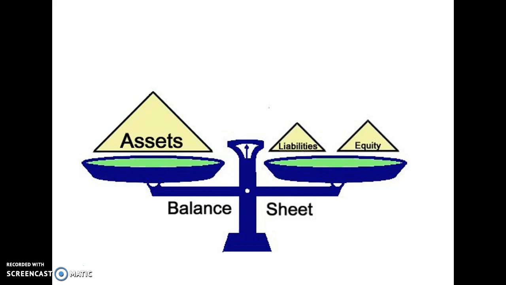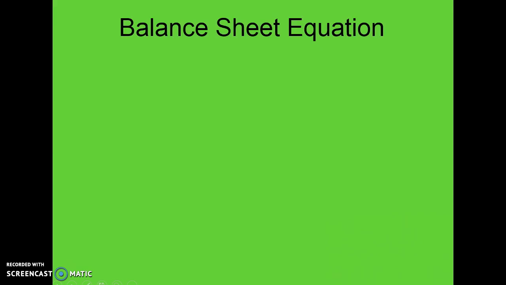The balance sheet displays the company's total assets and how these assets are financed through either debt or equity. It can sometimes be referred to as a statement of net worth or a statement of financial position. The balance sheet is based on the fundamental equation of assets equal liabilities plus equity.